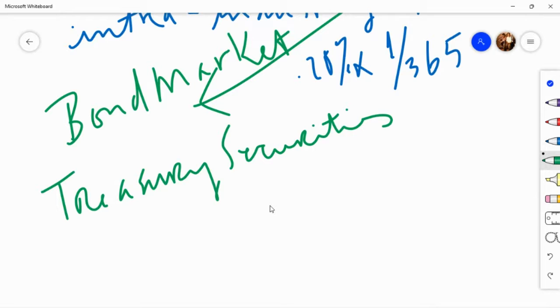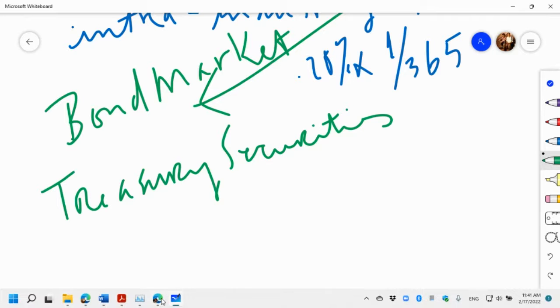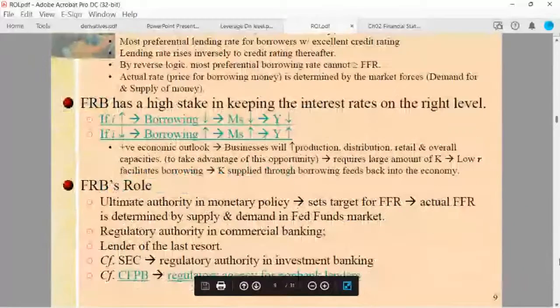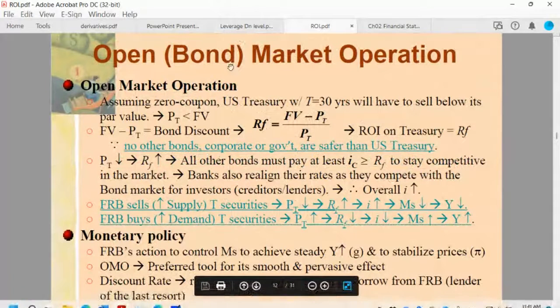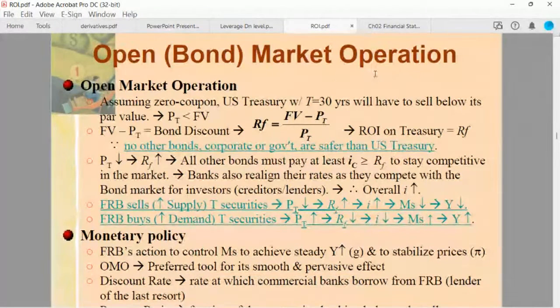And the reason it's called the federal funds market is because all these commercial banks have to meet in the market and borrow and lend on a federal level. That's why it's called the federal funds market, right? But the Federal Reserve influences the Fed funds market rate through the open market operation. And the open market operation means the open bond market, right? So it's just normally called open market operation.